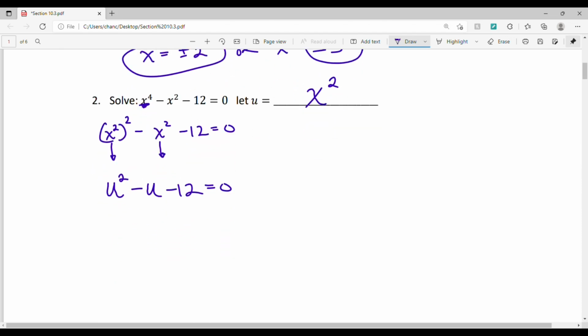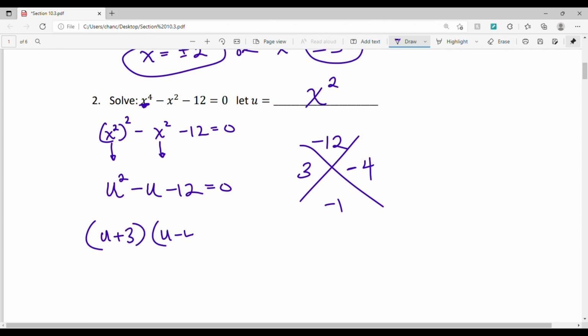And since this is a quadratic, we can try to factor it. Let's put negative 12 on top, negative 1 on the bottom. What numbers work? We have a 3 and a 4, but this has to be a negative 4. So this factors as u plus 3 times u minus 4 equals 0.